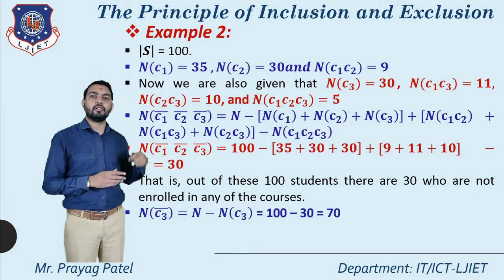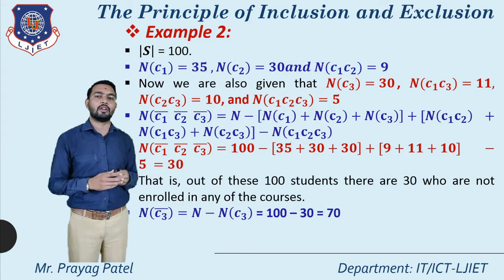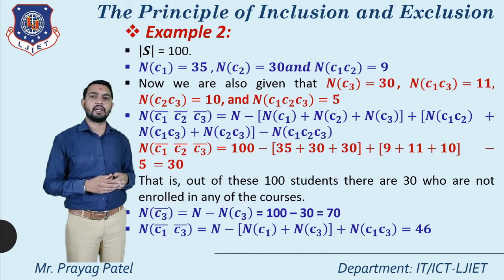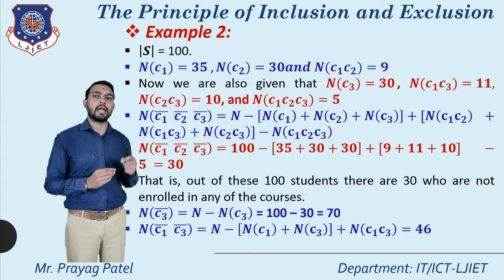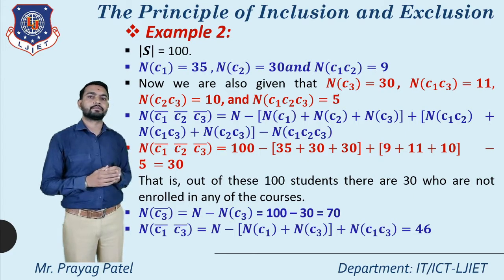So here we have to find another value, for example N(C3'). Then what is the value of N(C3')? N minus N(C3), so 100 minus 30 equals 70. Next is N(C1' C3'), which is equal to N minus N(C1) plus N(C3) plus N(C1 C3).